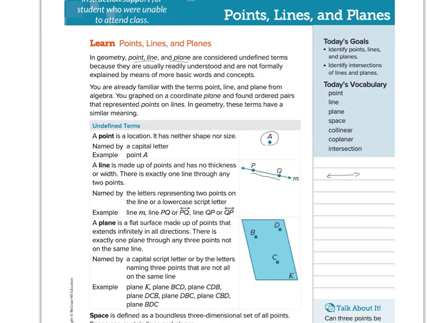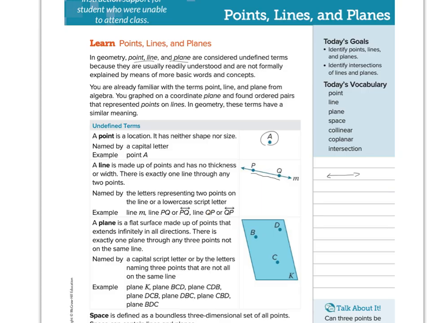So looking at this one example, there are many ways to write a line, and here are some examples. We have line m, so a line with an italicized lowercase m. Line PQ is just saying, hey, I have a line with 2 points, P and Q. You could also have said line QP, because since this is that one dimension going forward and back forever and ever, it doesn't matter what the order is on your letters. So you could have PQ or QP.